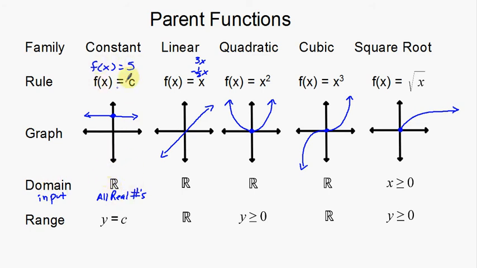So let's look back up here to the rule, to the function. I can plug in whatever number I want to here. It doesn't really matter. I can plug in a 5, I can plug in a 1/2, I can plug in a million, whatever I want to. There's no real number I can't plug in. Same thing over here for linear functions, I can plug in whatever I want to. I can take any number times 3. There's really no rule against that.